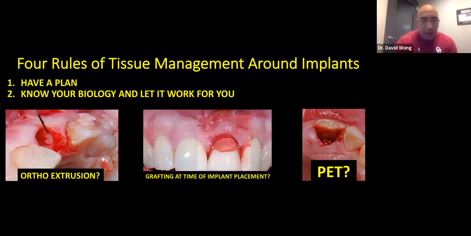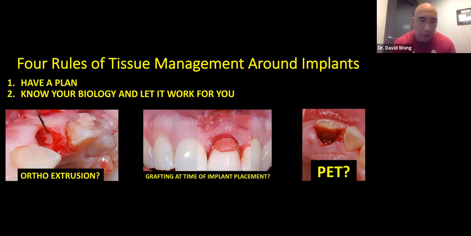So even though today we're going to talk about soft tissue grafting exclusively, keep in mind there are other ways to go about changing the circumstances of your implant placement and position to where you'll have a more favorable soft tissue outcome without actually doing any grafting, or at least with doing minimal grafting.